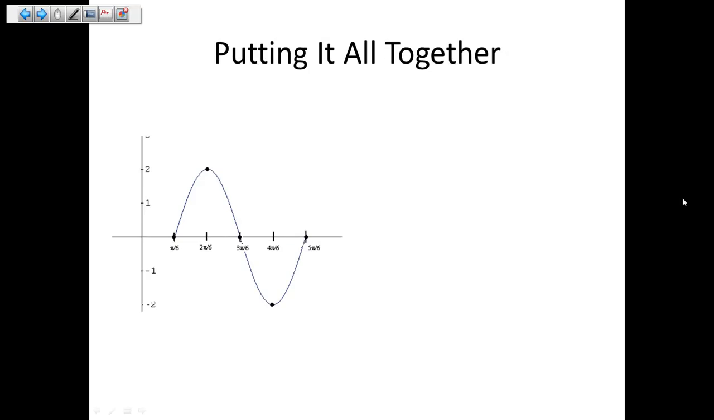Okay, so let's try to put it all together on this wave here. We've got an amplitude to deal with, we've got a period to deal with, and we've got a phase shift to deal with. Our amplitude is 2. From the middle of the wave up, it's 2 units. Our period is 4 pi over 6.